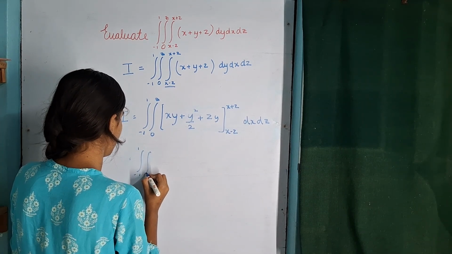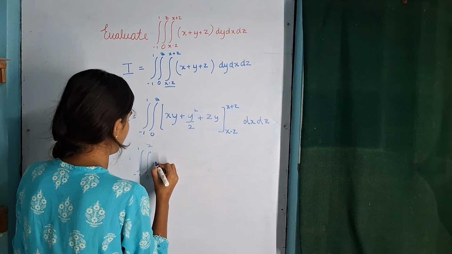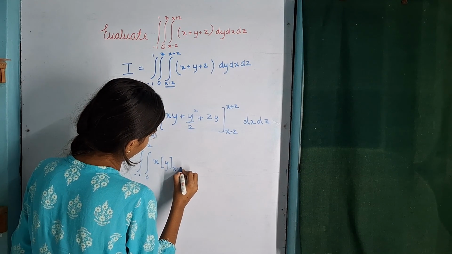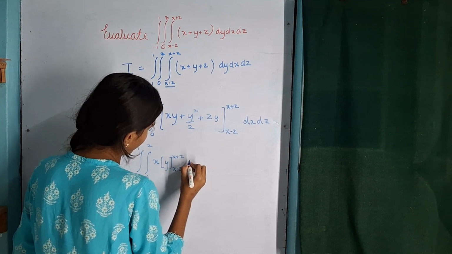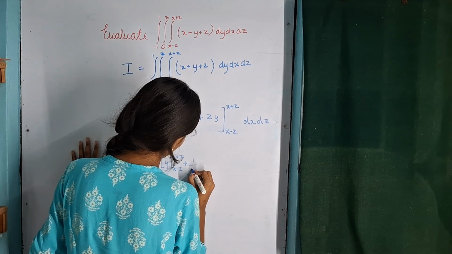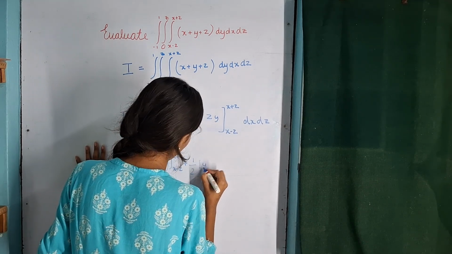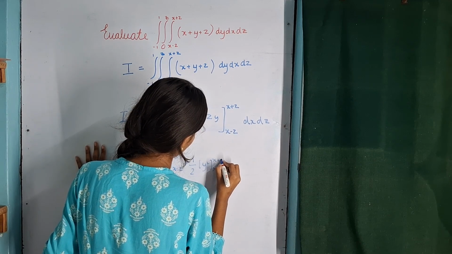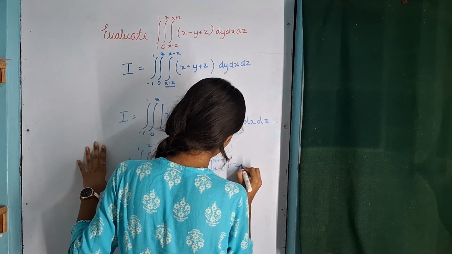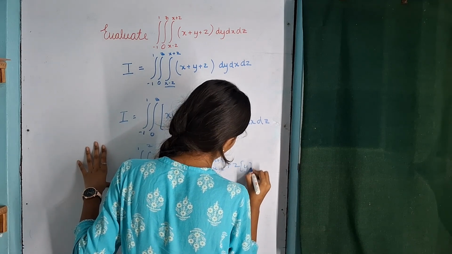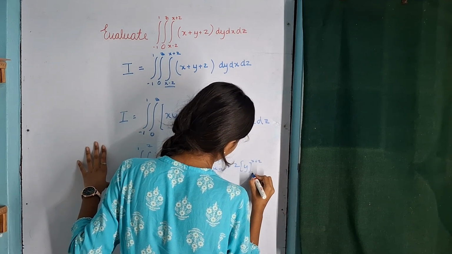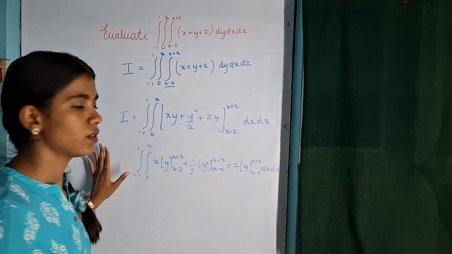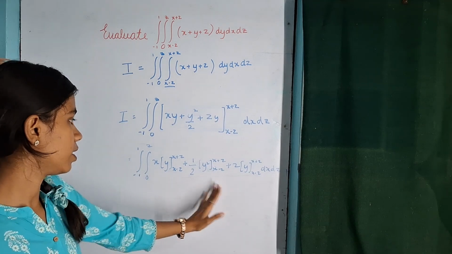Minus 1 and 0. The limits are x minus z, x plus z, plus 1 by 2 will be outside, y square, x minus z, x plus z, plus z. So this is how we are going to separate the y terms.